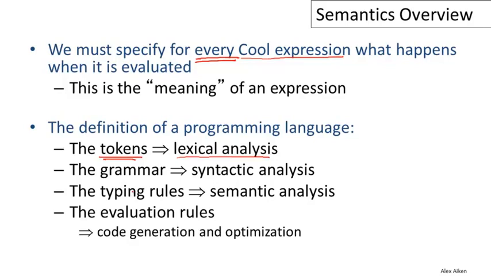And now we're at the point where we have to talk about how the programs actually run. And so we have to give some evaluation rules. And these are going to guide how we do code generation and optimization. They're going to determine what the program should do and what kinds of transformations we can do on programs to make them run faster or use less space, or any other kind of optimization that we would like to perform.